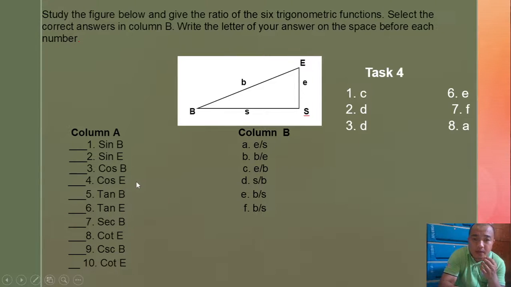Next, number 3. Cosine B is S over B. So D. Number 8. Cotangent E. Adjacent side over opposite side, E over S. Next, number 4. Cosine E. Adjacent side over hypotenuse, E over B. C. And number 9, cosecant B. Hypotenuse over opposite side, B over E. So B. How about number 5? Tangent B is E over S, A. And number 10, cotangent E is E over S, A.